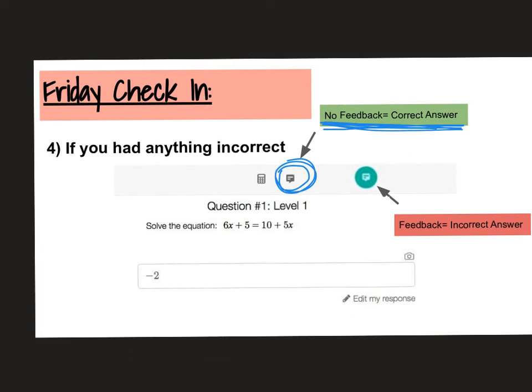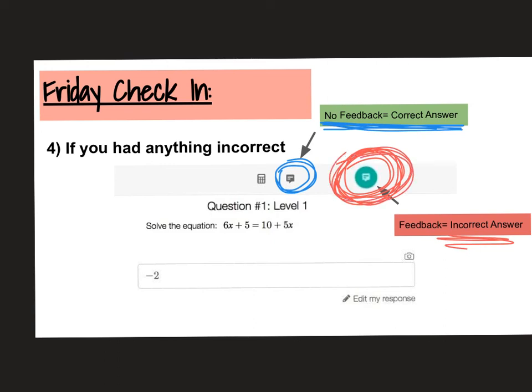However, if you had a highlighted message, it almost looks like a text message, like I've sent you a text message here. If it's highlighted green, that means that I've left you some feedback. And if I left you some feedback, that means you did have the incorrect answer on this problem. So you need to make a fix on this. So looking for any green message icons, and if you have any green message icons, that means that question was incorrect.